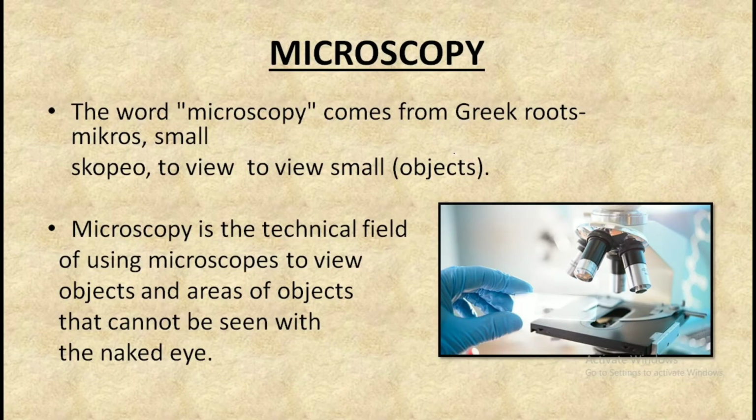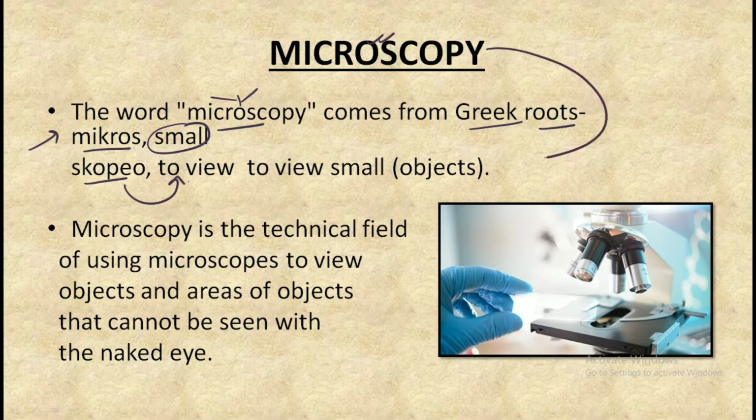First of all, let us discuss what microscopy is all about. Initially, the word microscopy, we need to split the term into two. It is made up of two words that have Greek roots: the first one is mikros and the second is skopos. Mikros means small and skopos means to view. So we could say that microscopy is a technique in which we view small objects.